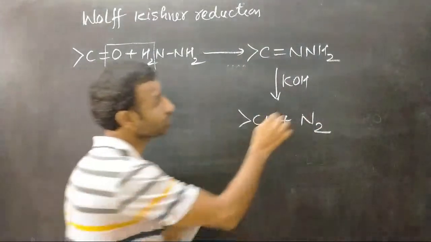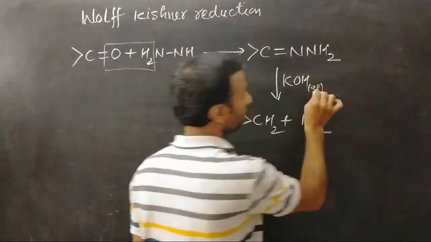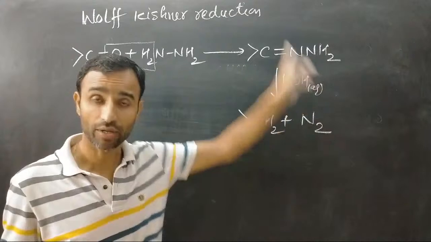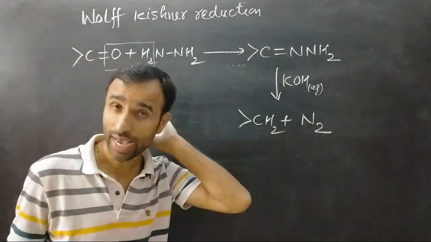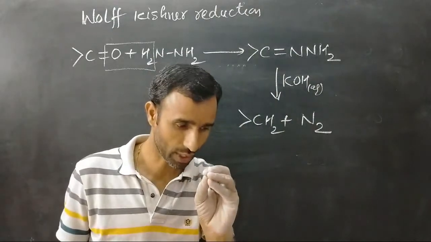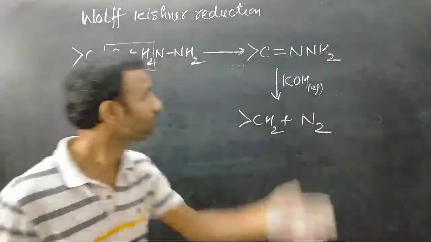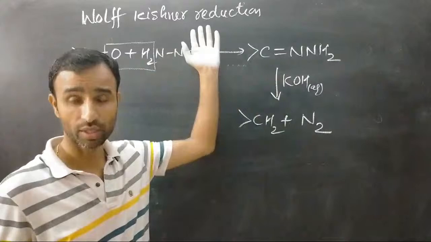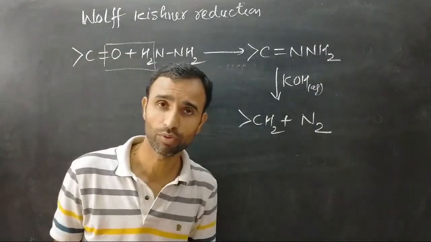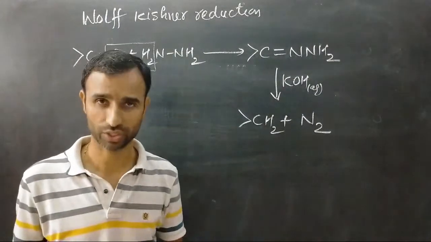So in this case we use base, and in the other case we use acid. So if the compound contains an acid sensitive group, we use Wolff-Kishner reduction. If the compound has a base sensitive group, we use Clemmensen reduction.